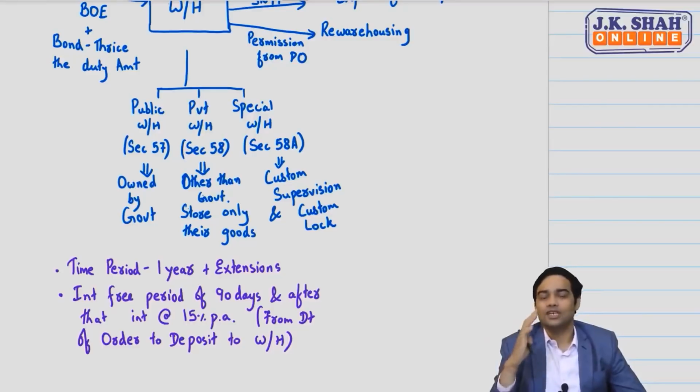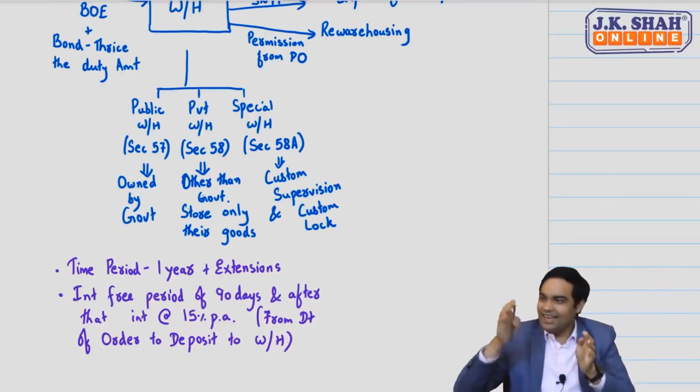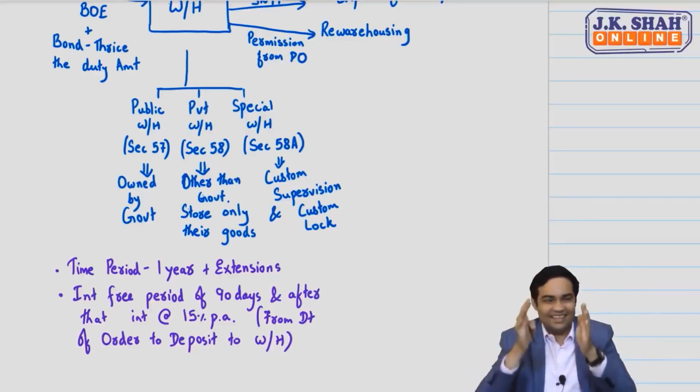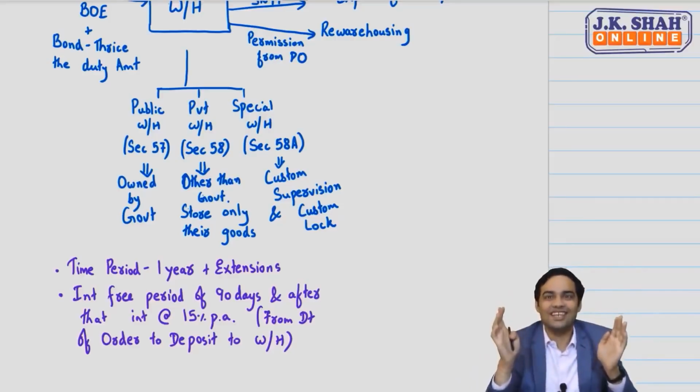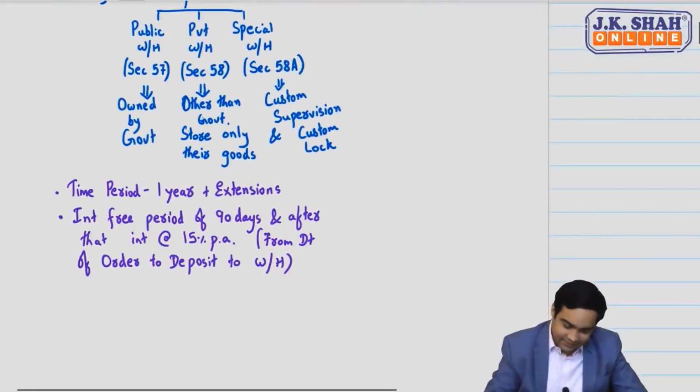Say suppose you directly export from the warehouse, then in that case interest will not apply, because if you import, store it in the warehouse and then export it, then in that case there is no consumption in India. It's a case of export. There is no custom duty payable. If there is no custom duty payable, there is no question of interest. Clear with this? So, time period 1 year, interest free 90 days.